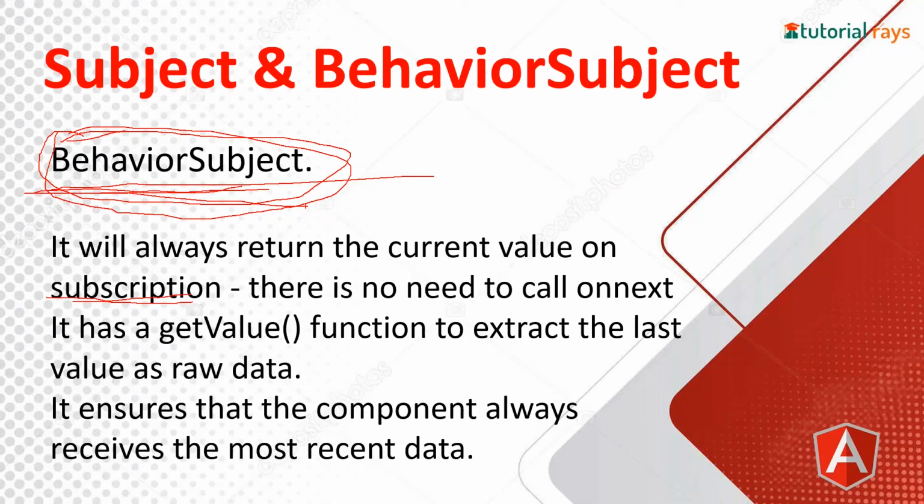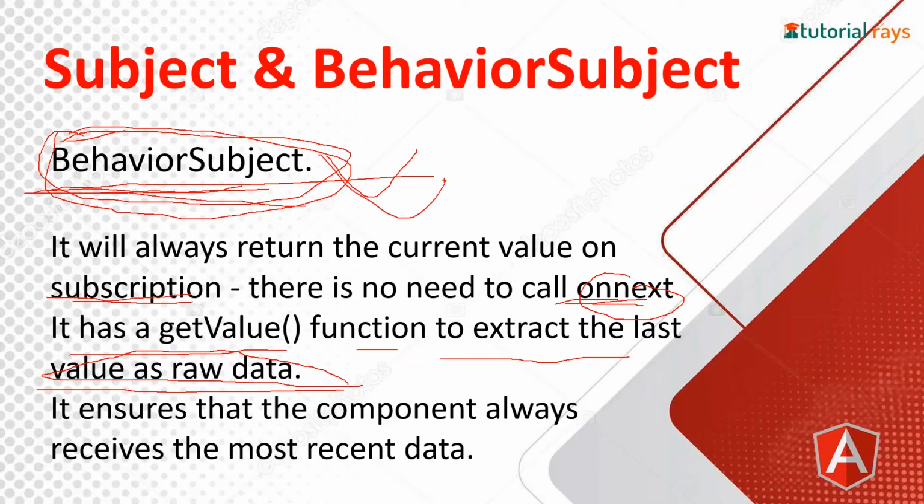There is no need to call on next. Okay, we don't need to call the next method to get its value. It has a get value function to extract the last value as raw data. So in short, behavior subject always returns the last and updated latest value.